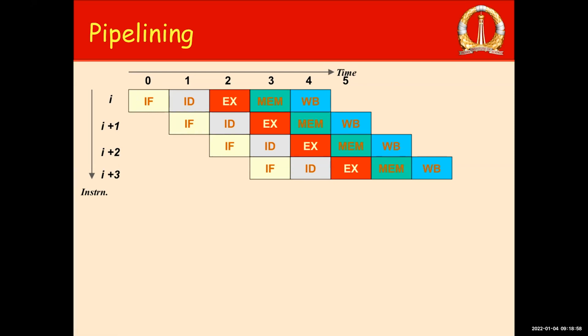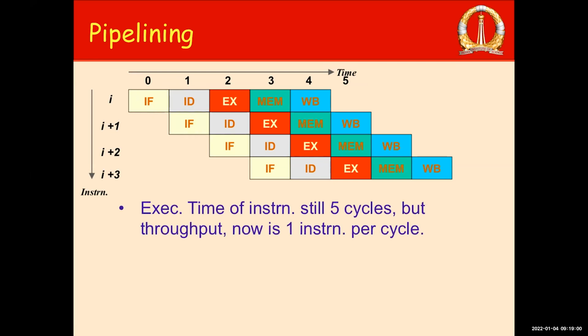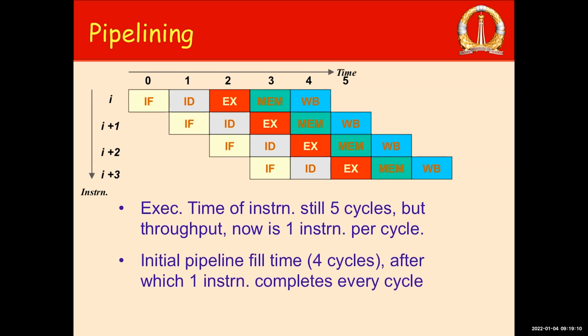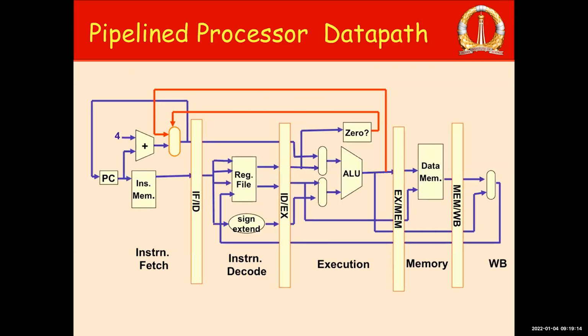So the execution time of each instruction is still 5 cycles, but the throughput has been improved and changed to one instruction per cycle. Now let's look at our processor data path and see how it needs to be modified in order to accommodate pipelined execution.